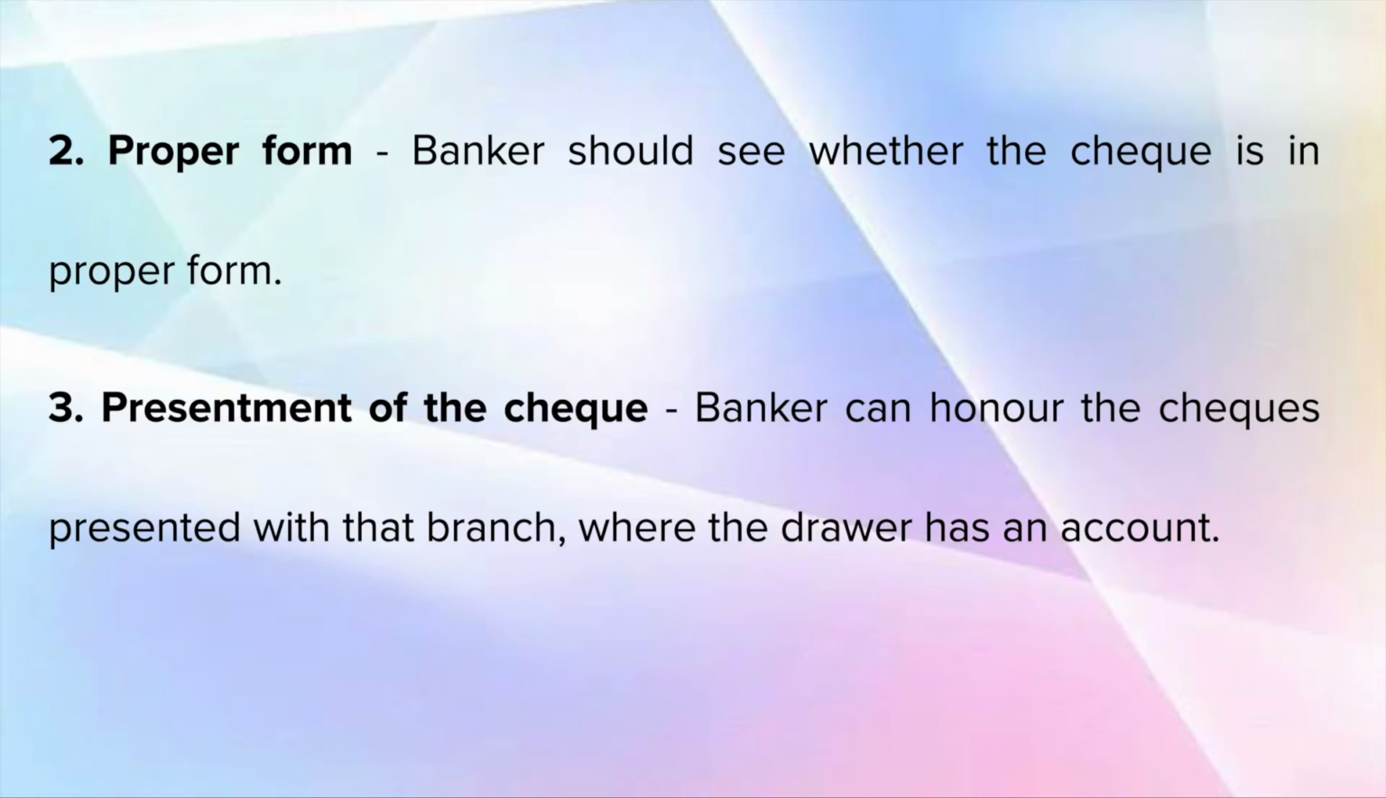All these things must be carefully analyzed by the paying banker when I talk about proper form. Number 3, presentment of the check. So a banker can honor the checks presented at that branch where the drawer has an account. So I cannot go to a bank where I do not have my bank account, right? Because every bank has different branches.